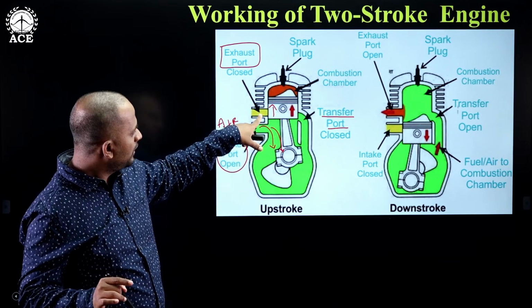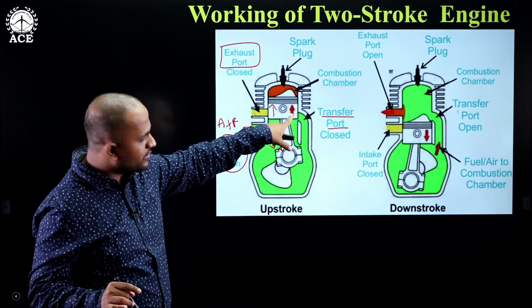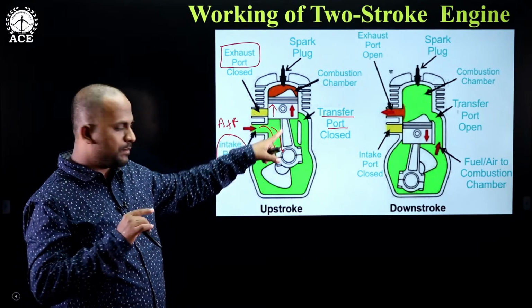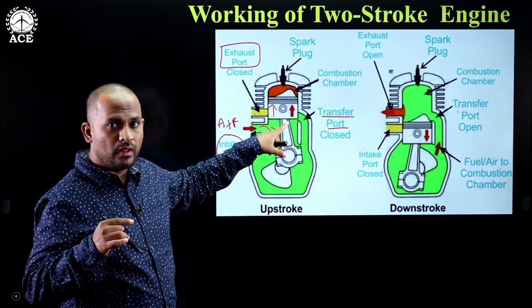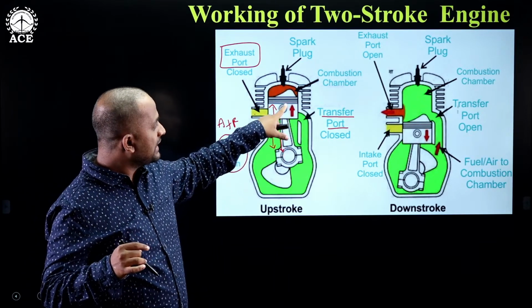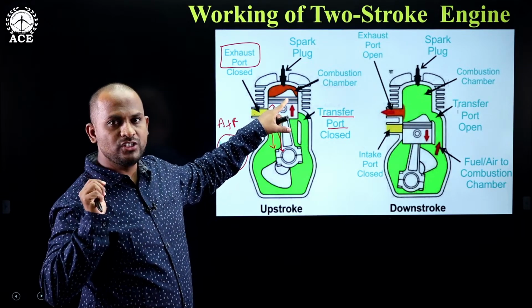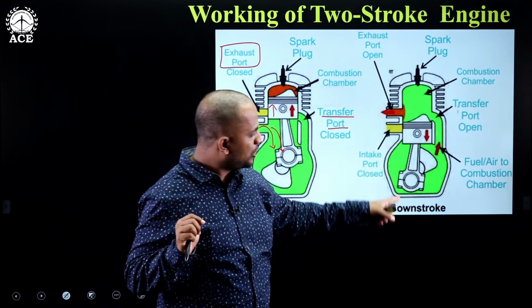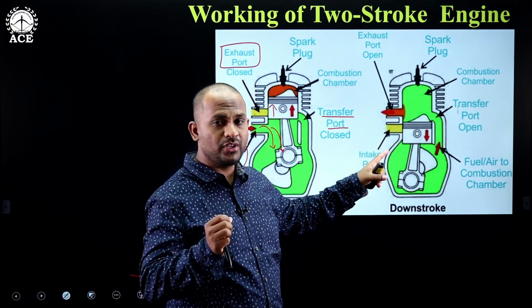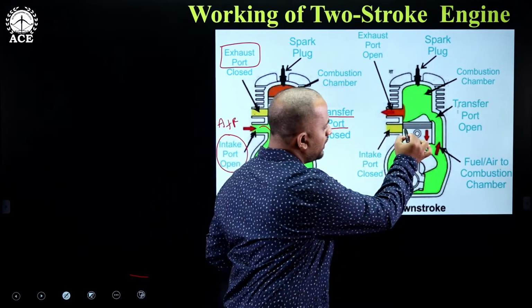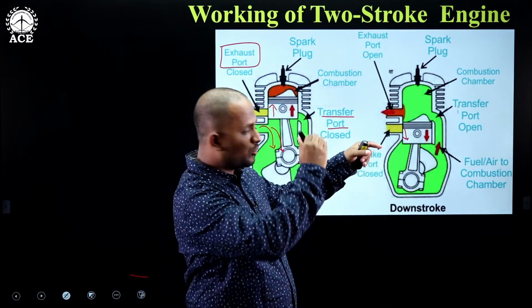And at this point, the exhaust port is covered by the piston. The transfer port is also covered by the piston. This happens in the case of the upstroke. Now, what is the end of the upstroke? The end of the upstroke means the piston reaches its topmost point and the spark is initiated. Okay. Now, in the downstroke, because of the spark initiation, the piston tends to move downwards from top to bottom.